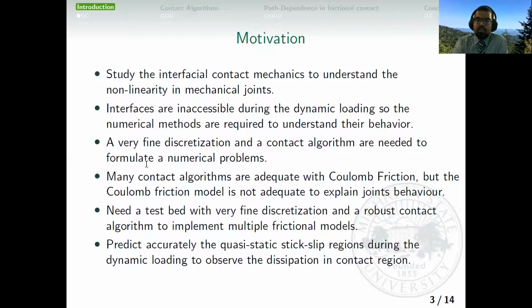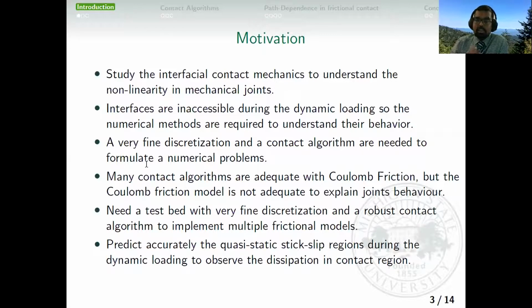So the motivation of this study is to study the interfacial contact mechanics to understand the nonlinearity in mechanical joints. Interfaces of these joints are inaccessible during the dynamic loading, so we require numerical methods to understand their behavior. And the numerical method requires a very fine discretization of the contact surface and also requires a good contact algorithm. Most of the contact algorithms are adequate with the Coulomb friction model, but the Coulomb friction model is not adequate to explain the nonlinearity of joint behavior.